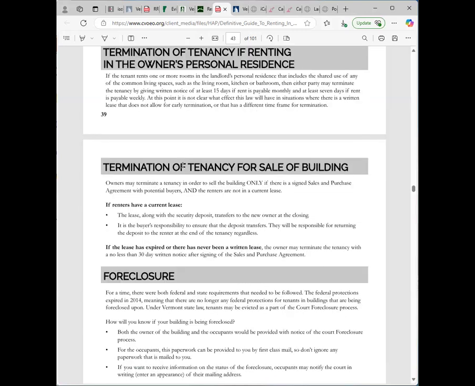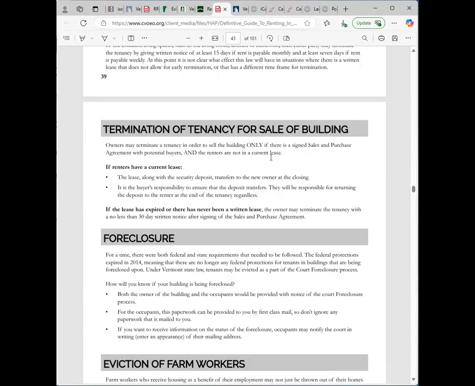Okay. Termination of tenancy for sale of building. Owners may terminate the tenancy in order to sell the building only if there is a signed sale and purchase agreement with potential buyers and the renters are not currently in a lease. If they are currently in a lease, then you cannot terminate the tenancy because you have a fixed lease. The lease would just transfer with the sale.